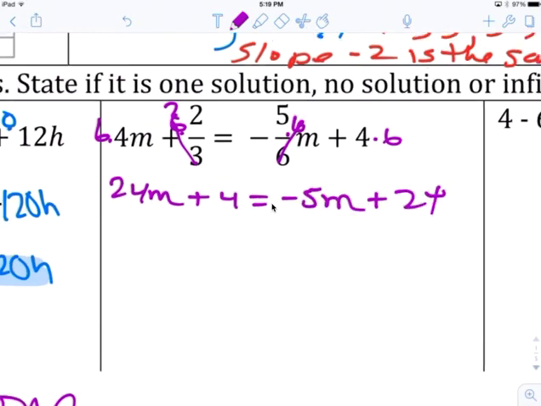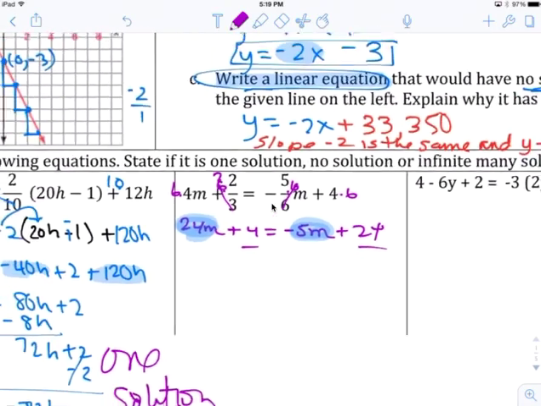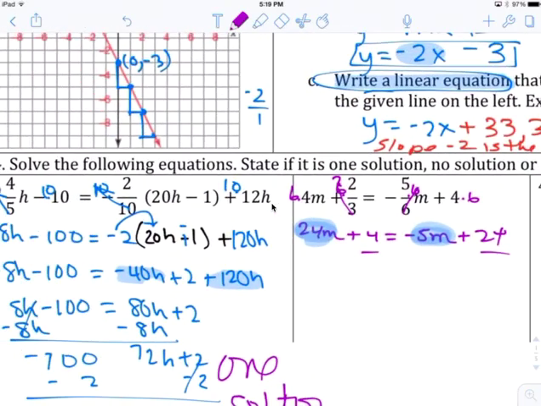This is going to be one solution too, because the coefficients are different, just like the slope. They're different. And this is, of course, different. So it's going to be one solution. But it says solve the following, so you need to solve it.